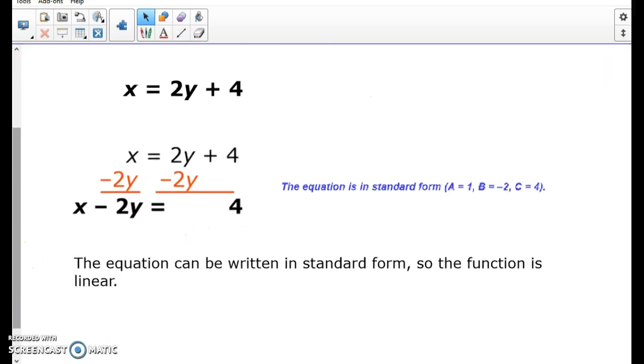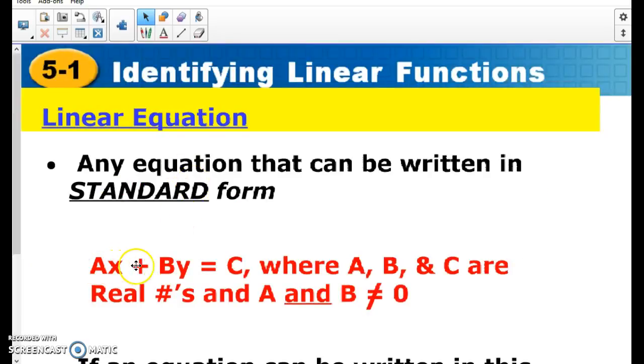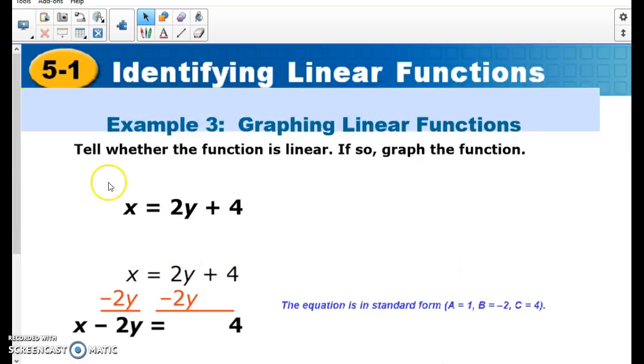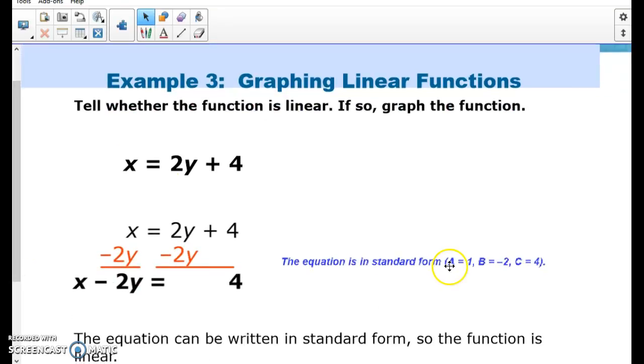Since I can write it in standard form, let's go back up here. And remember, standard form is ax plus by equals c. Well, a, b, and c are just variables. So when you can write in standard form, they want us to write out what those variables are. In this case, a is that number in front of x. Well, there's a 1 in front of an x. b is that number in front of y. Well, there's a negative 2 in front of y. c is that number that it equals, and it equals 4. So there's going to be 2 parts to these. One is writing it in standard form, and one is writing what a, b, and c equal.